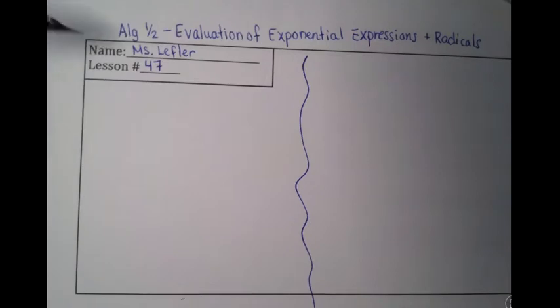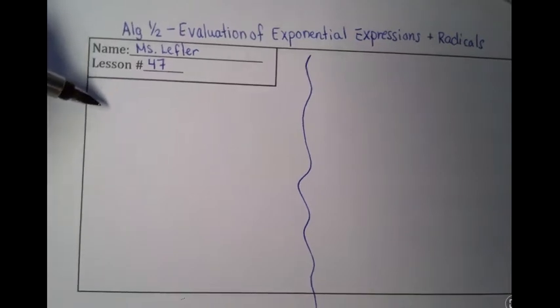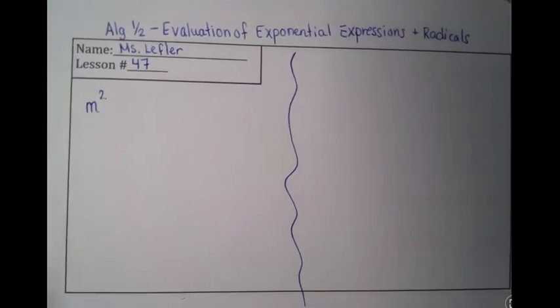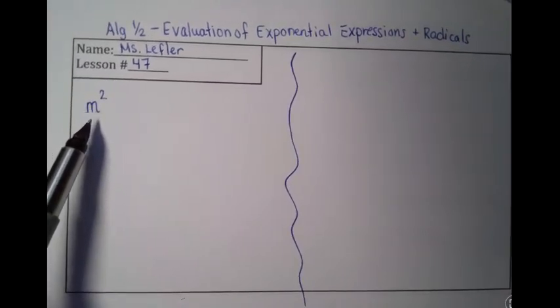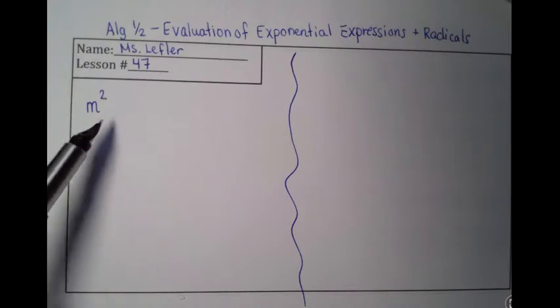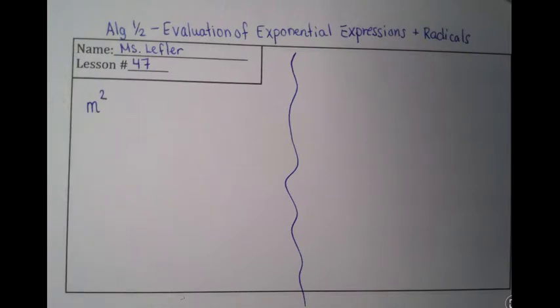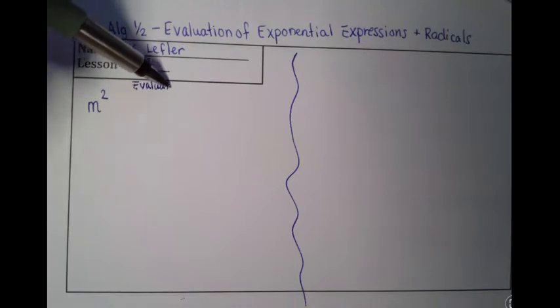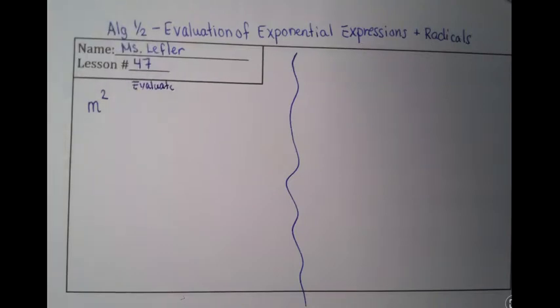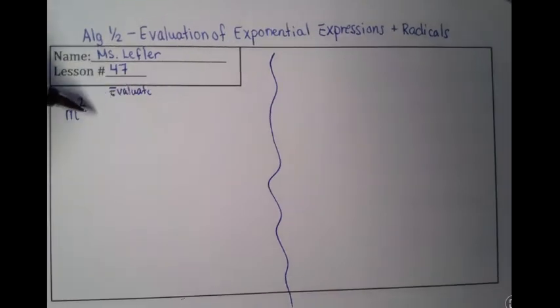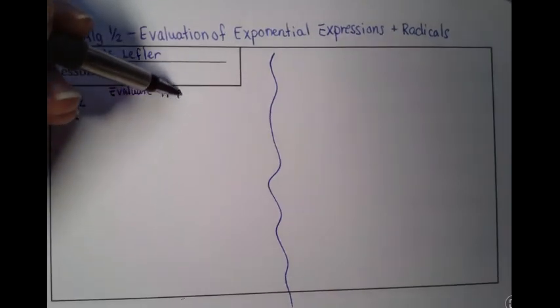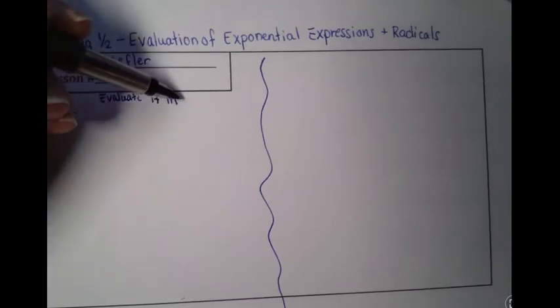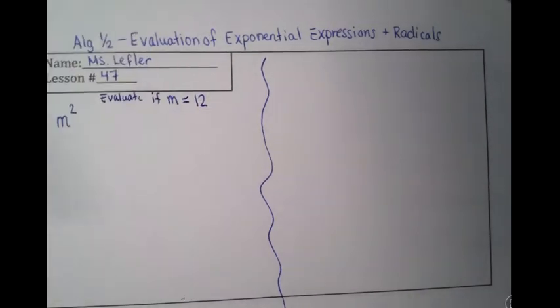So the first example I have is m squared. So we know that 2 is the exponent, so this is m, some variable taken to the second power. And we don't know what it is. But if we did know what m was, we could evaluate it. So I'm going to evaluate it, which means I'm going to calculate the value if I know that m is equal to 12.